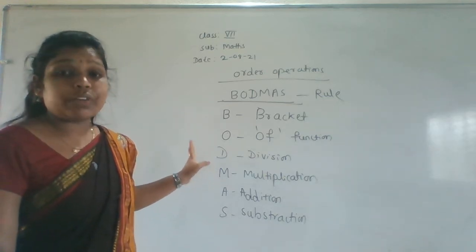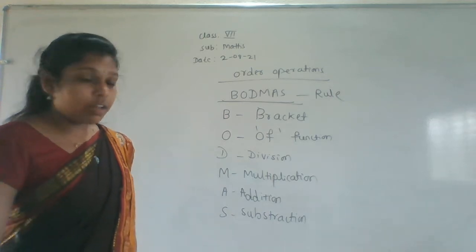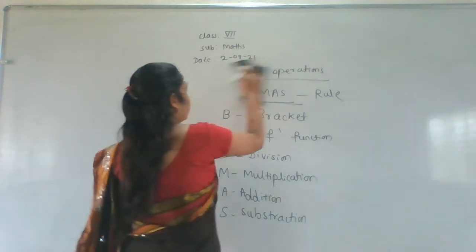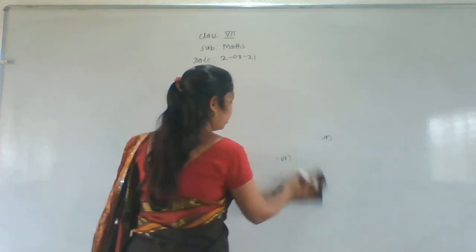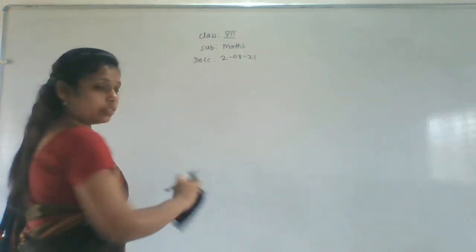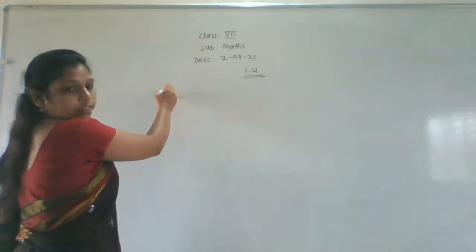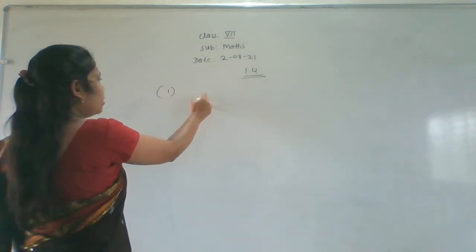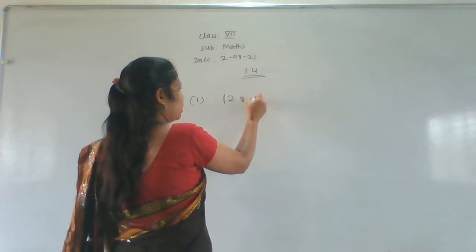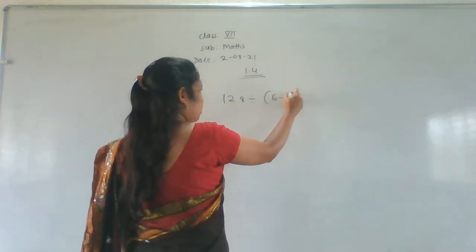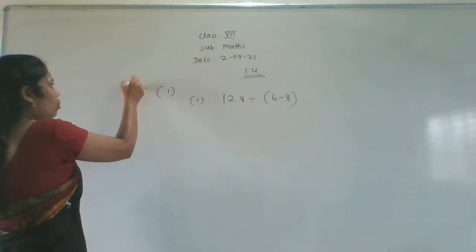Using the BODMAS rule, we have to solve exercise number 1.4. We'll start exercise 1.4. What is the first problem here? Simplify. The first one is 128 division, and here bracket 6 minus 8 division. What is our rule here? BODMAS.